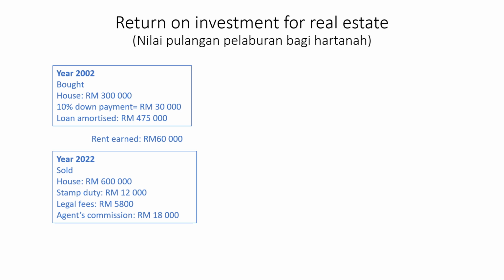Let's say in year 2002, I bought a house for 300,000 ringgit and I paid 10% down payment. 10% of 300,000 equals 30,000, and the loan amortized to the bank is 475,000 ringgit. And after 20 years, I sold the house for 600,000 ringgit, so double of the original price.